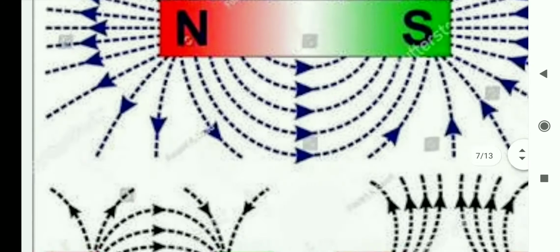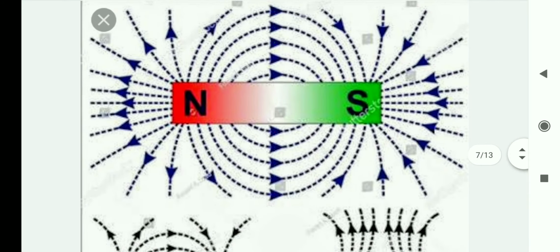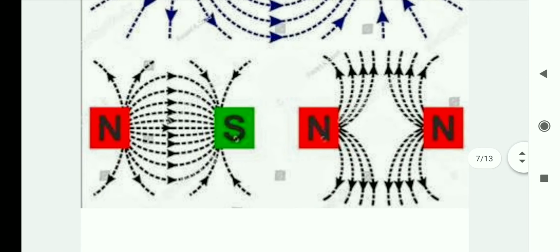Now let's see about magnetic lines of force for a bar magnet. They are moving from north to south outside. Inside the magnet, which he didn't show here, they are moving from south to north. Suppose you take one north pole and one south pole, unlike poles joined together, what happens?